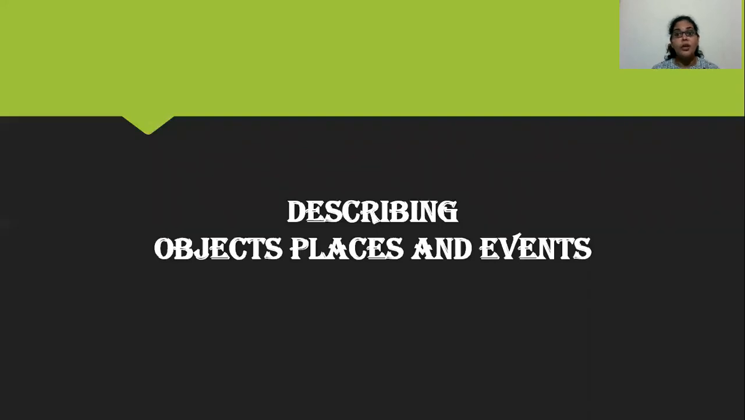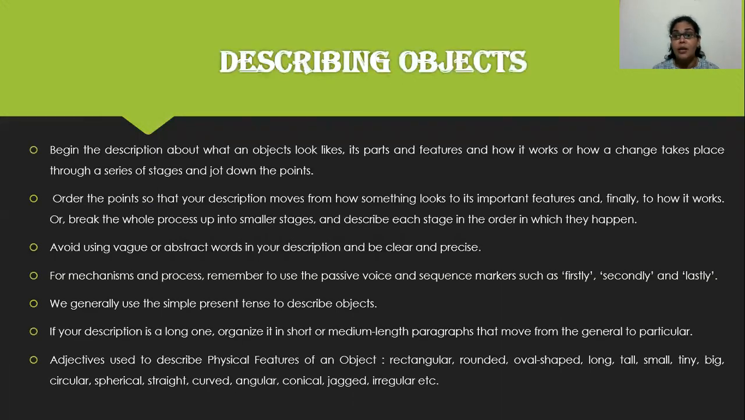So today we are concentrating on how we describe objects, how we describe places, how we describe events, that is nothing but celebrations. So quickly we'll move ahead to describing objects. When you see a particular object, students, what exactly do you describe? You describe its parts, its features, how exactly the change takes place. That can be explained step by step or stage by stage.